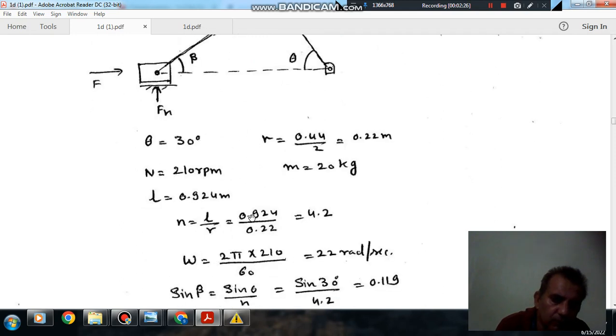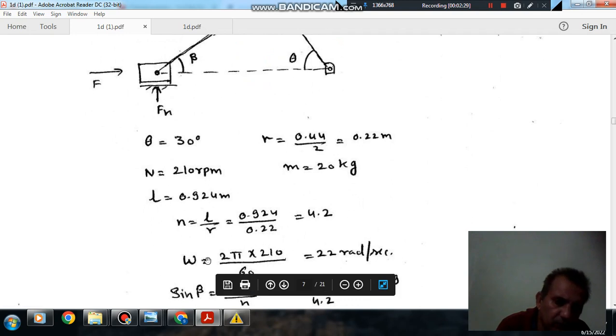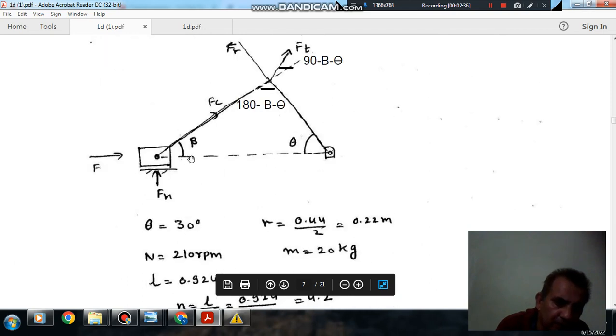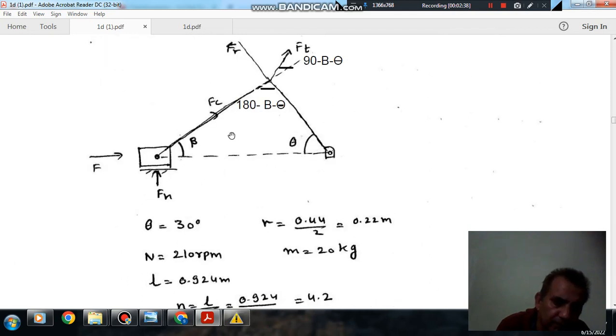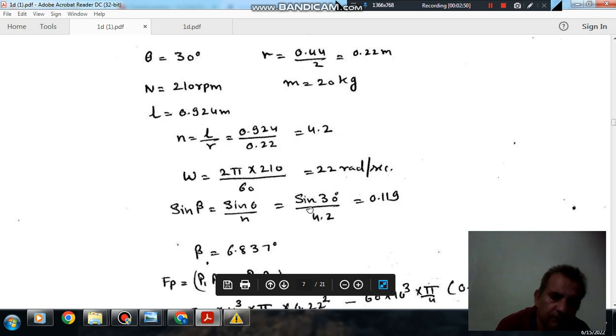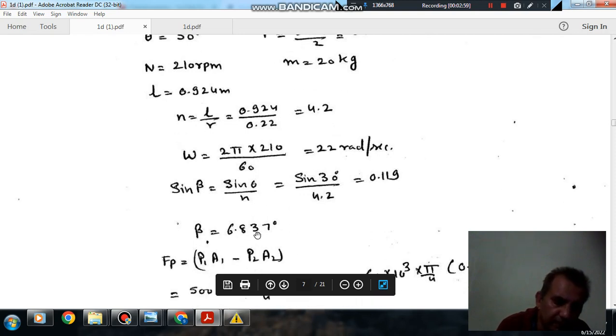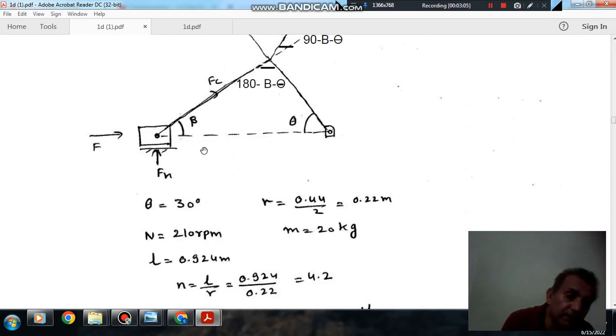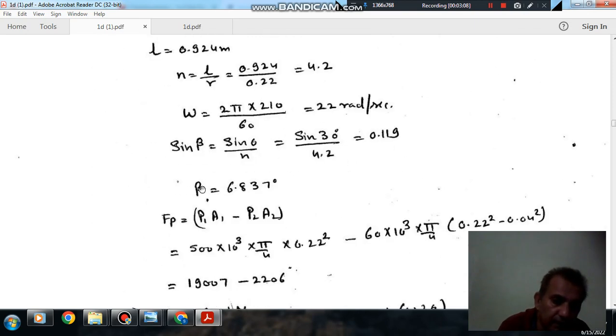Okay. And from N we can find out omega. So omega will be 2 pi into 210 by 60, that is 22 radian per second. Okay. This angle is beta, this angle is theta. So R by sine beta will be equal to L by sine theta. So sine beta is equal to sine theta by n, where theta is 30 degrees and n is 4.2. So sine beta will be 0.119 or beta will be 6.837 degrees.